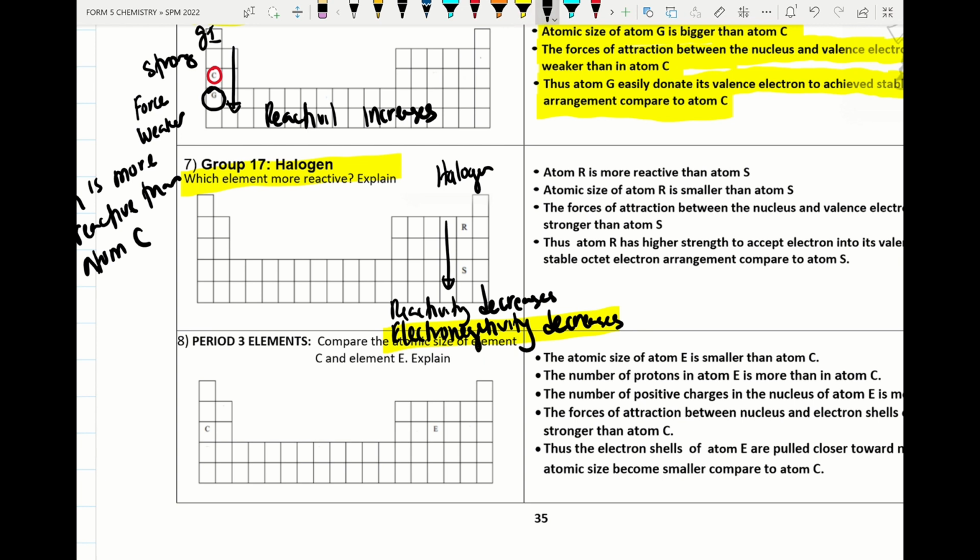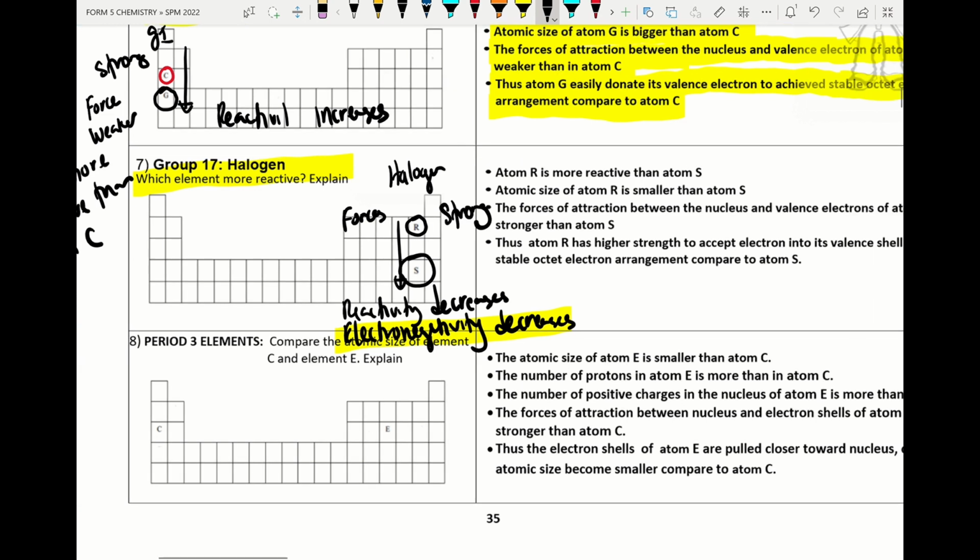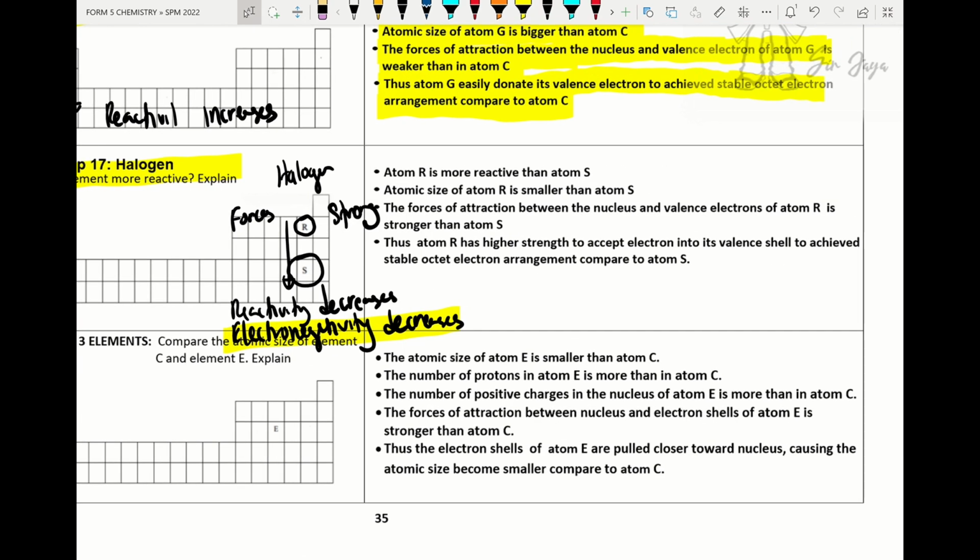All right, so we try to answer why. When the atomic size of R is smaller and the atomic size of S is bigger, the forces of attraction of the nucleus of element R towards its valence electron get stronger. When it's getting stronger, thus R has higher strength to accept electron into its valence shell and achieve stable octet electron arrangement compared to atom S. Therefore, R is more reactive than S.